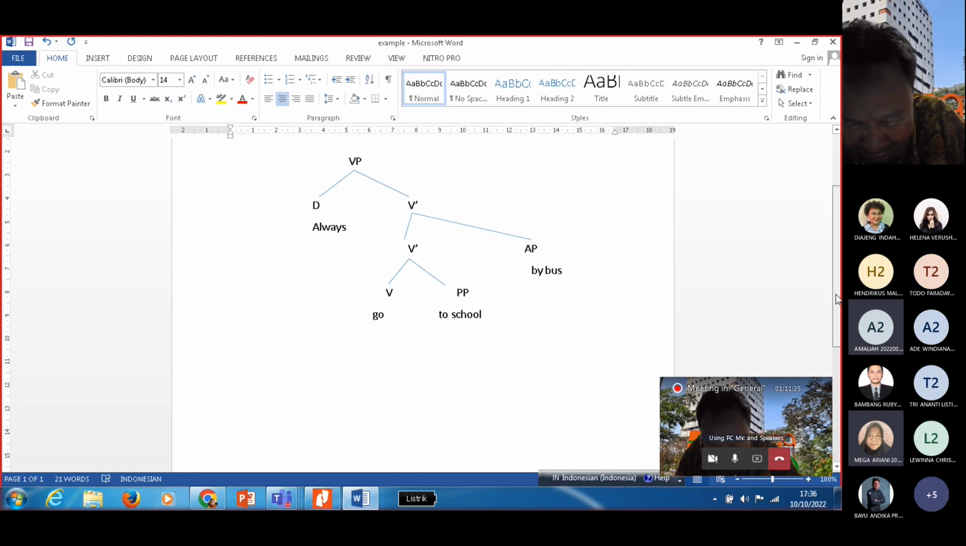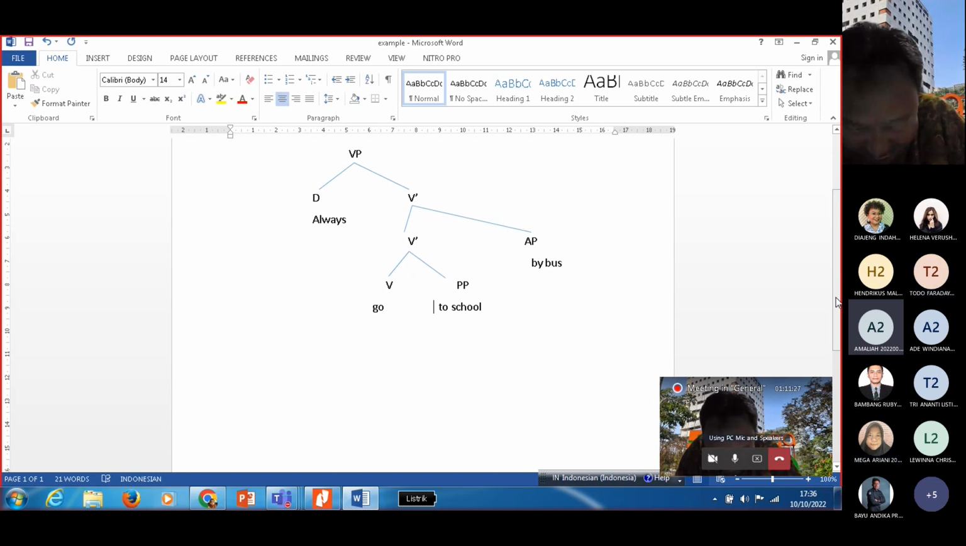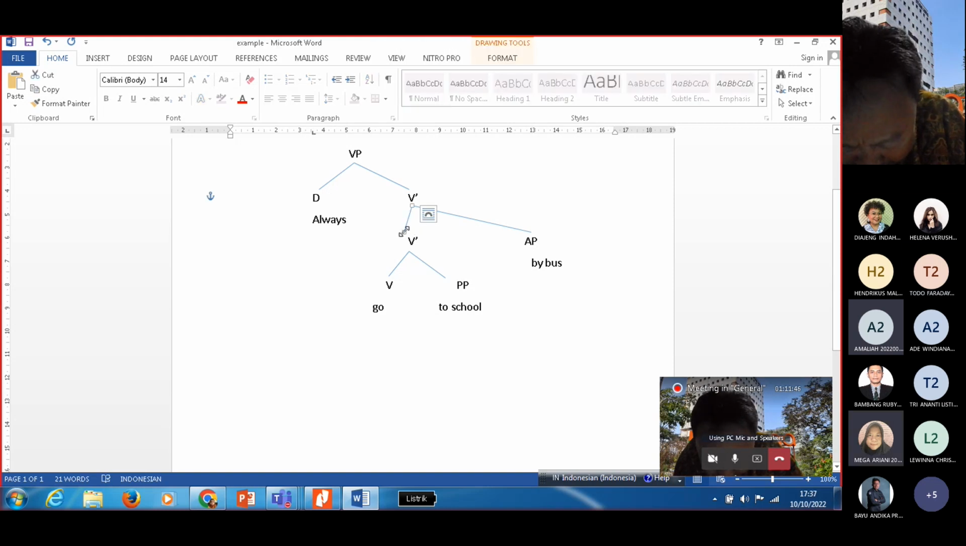Okay, now let's look at this tree completely. So how do I know V is a head? Because if we have a VP, we must have a V. Yes, if you're talking about VP, you must have a V head. Now what about PP? How do I know it is a complement?